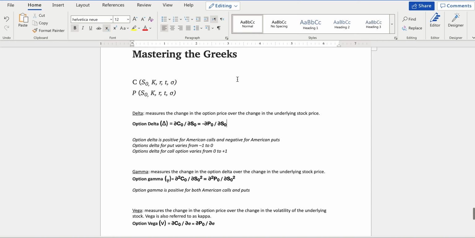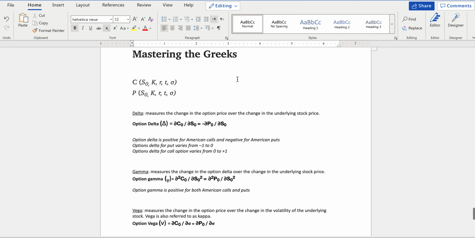I want you to think of the Greeks as sensitivity measures and rates of change. All right, two ways to think of the Greeks. They are rates of change and sensitivity measures. Let's start with the first Greek, delta.